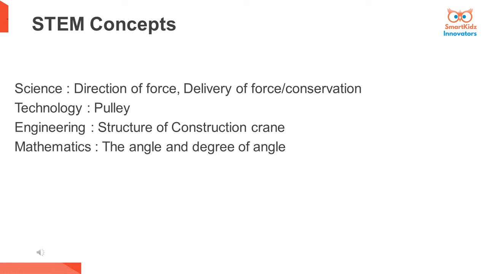In engineering, a basic crane utilizes several of the simple machine designs. A crane is considered a compound machine in that it utilizes a number of simple machine designs to reduce the overall work done by the mechanism. Mathematics includes the study of angles and degree of angles in which the crane moves.